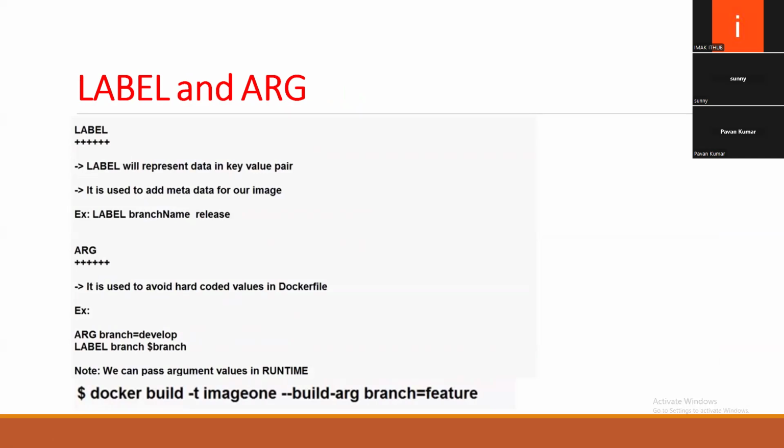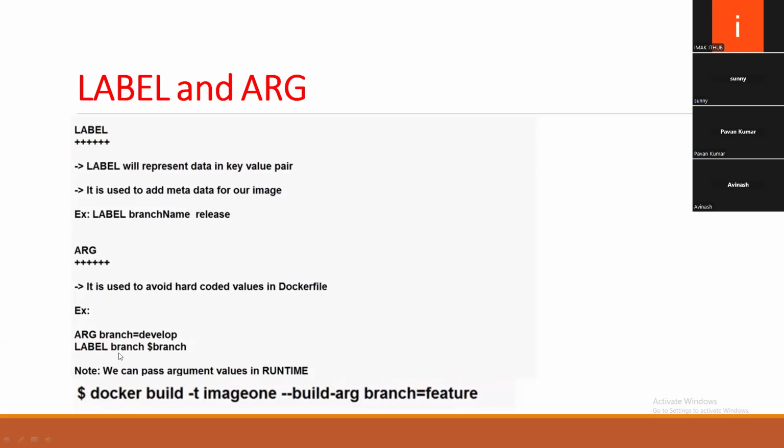It is used to add metadata to our image, for example LABEL branch name release. ARG is used to avoid the hard-coded values in the Dockerfile. So if you want to use a password, you can use ARG. It is used to avoid hard-coded values in the Dockerfile.